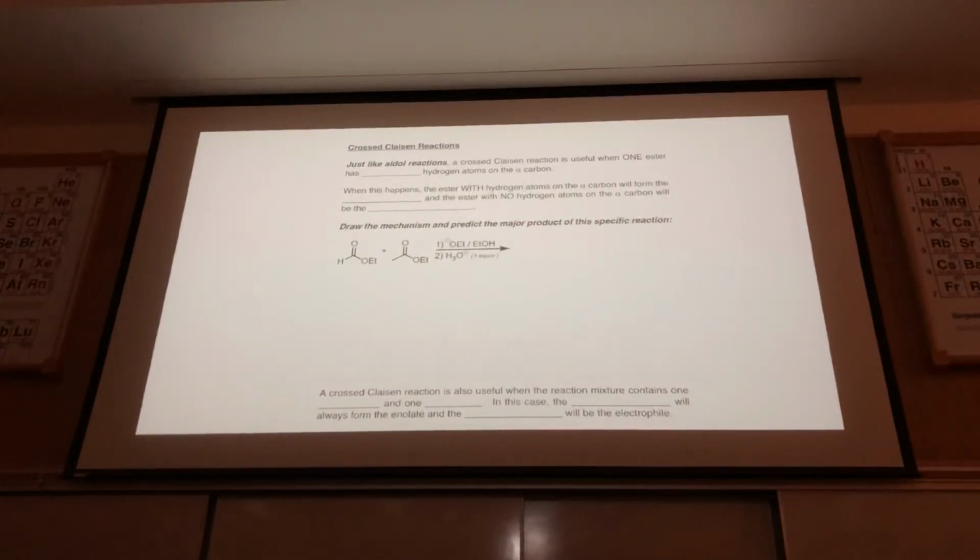So if we want a cross-Claisen to be useful, then we want one of our esters to possibly have 0 alpha H's. Once again, the ester with hydrogen atoms on the alpha carbon is the only one that can be the enolate, and the ester with no hydrogens on the alpha carbon must be the electrophile. So this will give us an exercise with cross-Claisen. We have alpha, no alpha, must be the enolate. Right, because there's our alpha H on that carbon.